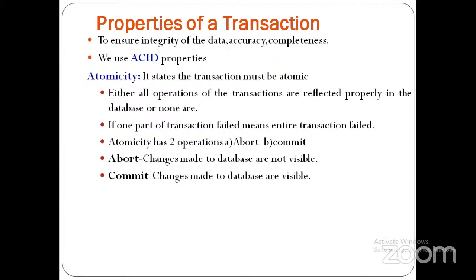So to ensure integrity of data, accuracy, completeness, correctness, we go for ACID properties. ACID is nothing but atomicity, consistency, isolation, durability. If transactions satisfy the ACID properties, then the data will be in a consistent state. A successful transaction changes a database from one consistent state to another consistent state by using the ACID properties.